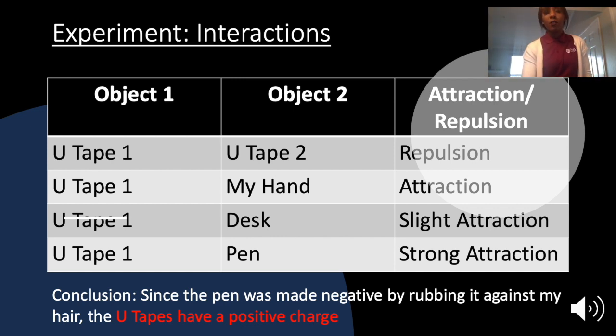The conclusion from this experiment and these results is that since the pen was made negative by me rubbing it against my hair, the U-tapes have a positive charge.